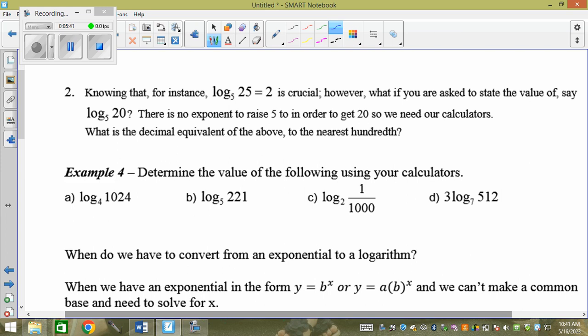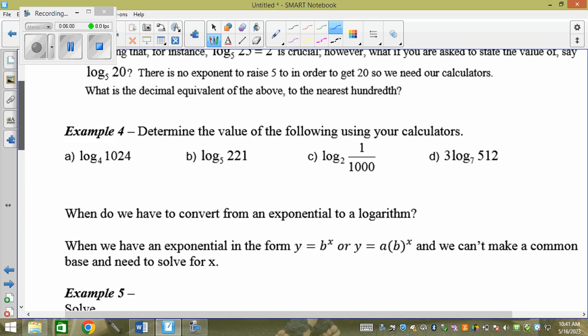What's our closest one to it? Squared. Yeah, squared would get us 25, right? And to the 1 would get us 5. Correct? So is this closer to the 2 or to the 1? The 2. So it's probably like 1.8-ish, right? You can guesstimate, but you can't actually figure it out.